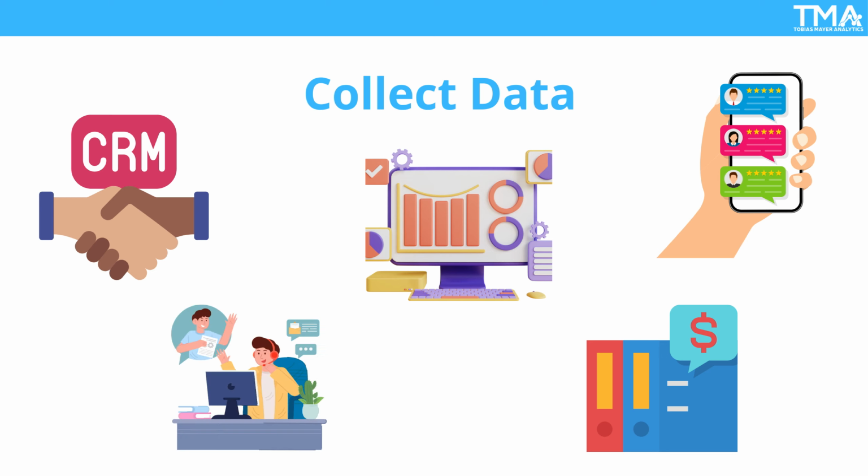Customer support systems. Customer support ticketing systems and call center logs provide a wealth of information about customer interactions, issues, and inquiries. Remember, data privacy and compliance are critical considerations. Ensure that you handle data in accordance with applicable regulations and safeguard customer information. By collecting relevant data from these sources, you can build a comprehensive foundation for churn risk analytics and lay the groundwork for actionable insights and retention strategies.